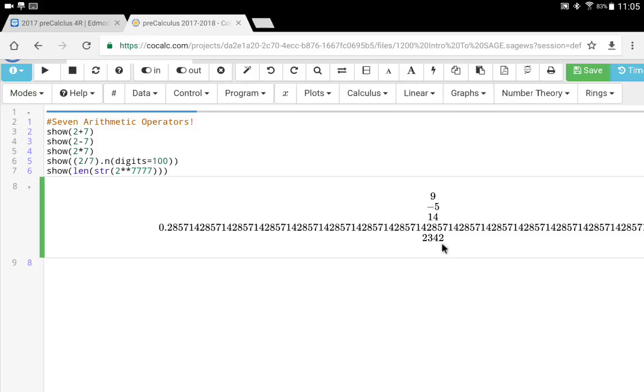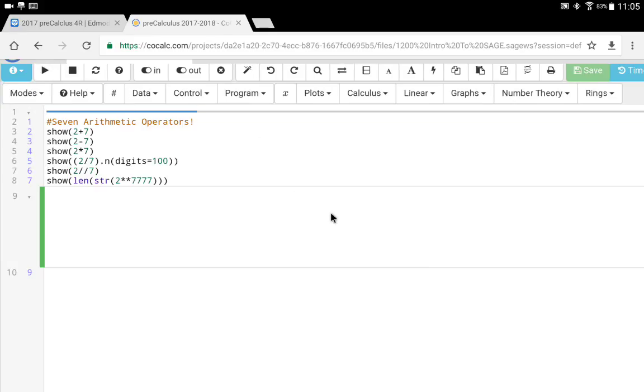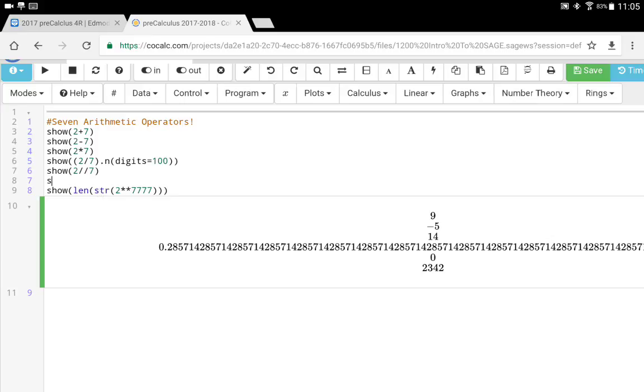Now, didn't I say there were 7 operators? Add, subtract, multiply, divide, and exponentiate. What else? Well, wait, there are 3 kinds of divide. There's a divide that gives you decimals like we did there. Let me sneak this in here. How about we show 2/7? What does that do? All right, so after the 2,342, what are we going to get? A new result? And it's going to be 0. 2/7 is 0? Really? What does that mean? And how about this? Show 2%7. What does that mean?